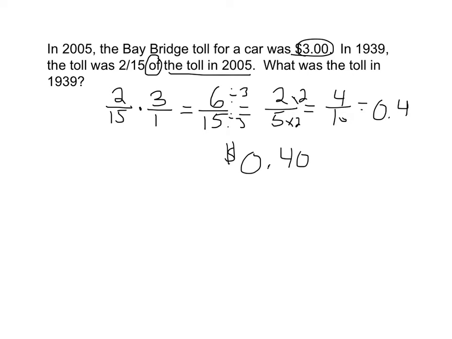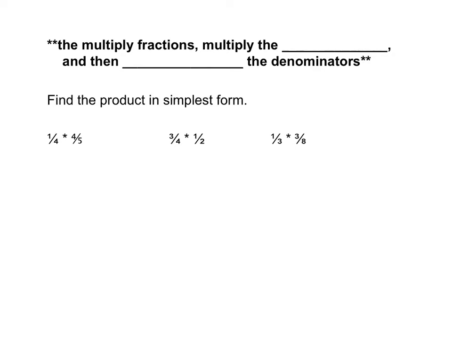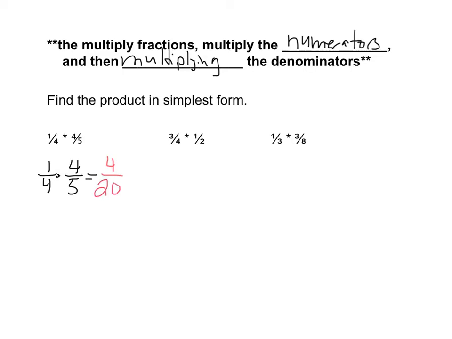toll in 1939. The really nice thing about multiplying fractions is it's as simple as multiplying the numerators and then multiplying the denominators. So for example, if I have 1/4 times 4/5, one way I can do this is I'm going to multiply the numerators. 1 times 4 is 4, and then multiply the denominators. 4 times 5, 20, and I get an answer of 4/20.